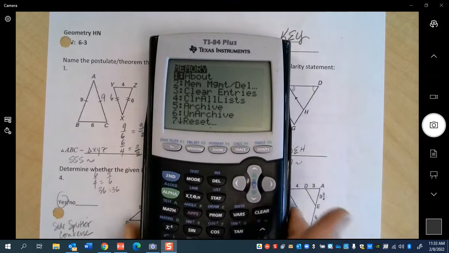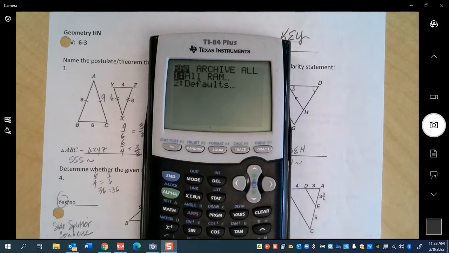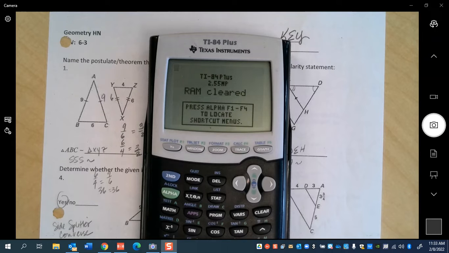Second memory. Now it's your choice whether you arrow down to choice 7 or just hit the number 7, and then 1, and then 2. Second mem, 7, 1, 2, clears out the memory of your calculator. Can everybody have a calculator? Can everybody please do it? Because I want you getting used to it.